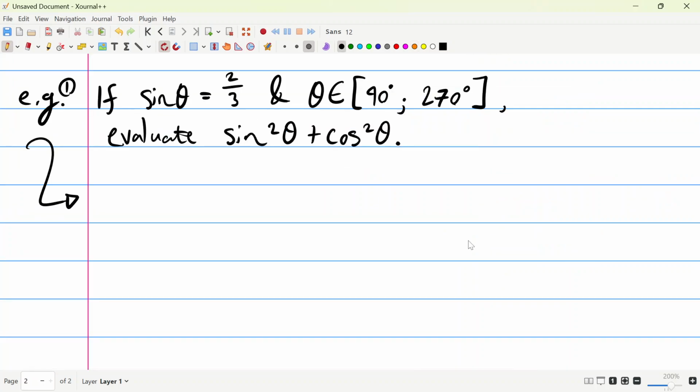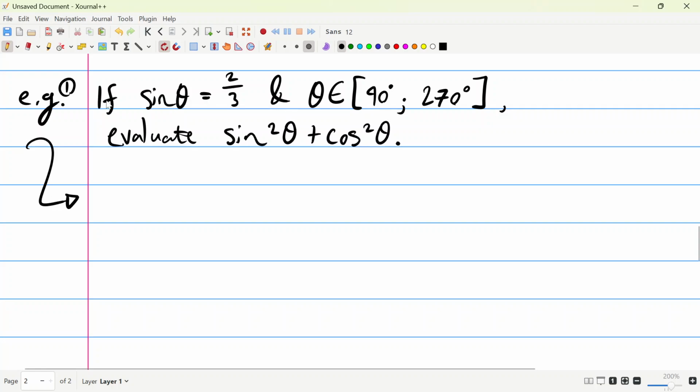So for example 1, if sine theta is equal to 2 over 3, and theta is an element of the values between 90 degrees all the way to 270 degrees, now we need to evaluate sine squared theta plus cos squared theta. This is a lot to take in right now as an example, but let's work through it one by one, and let's do it step by step to make it a lot easier for ourselves.